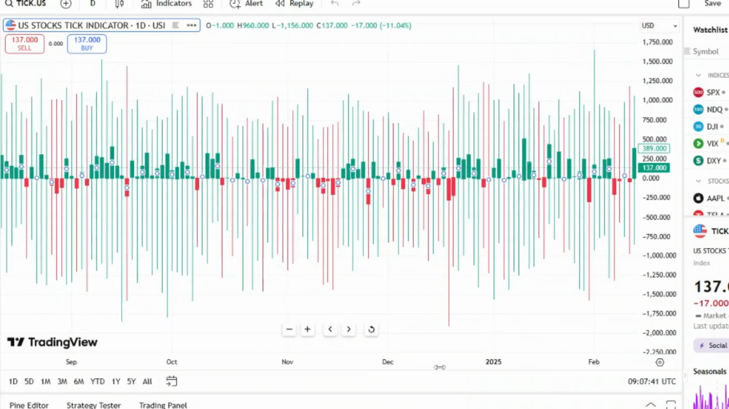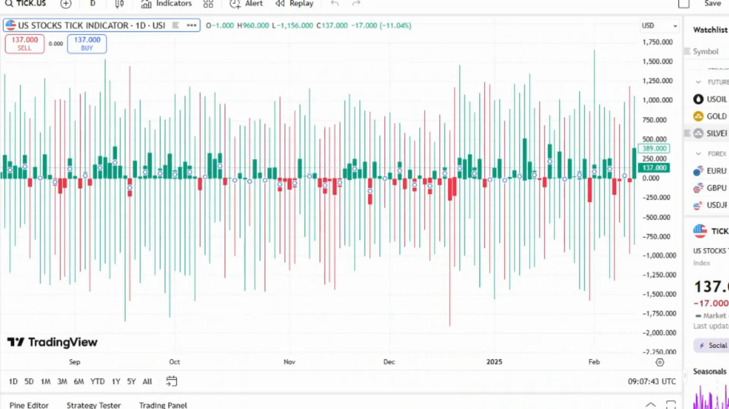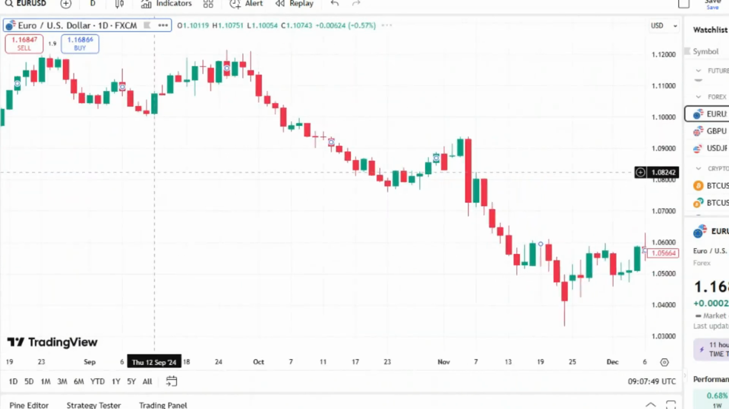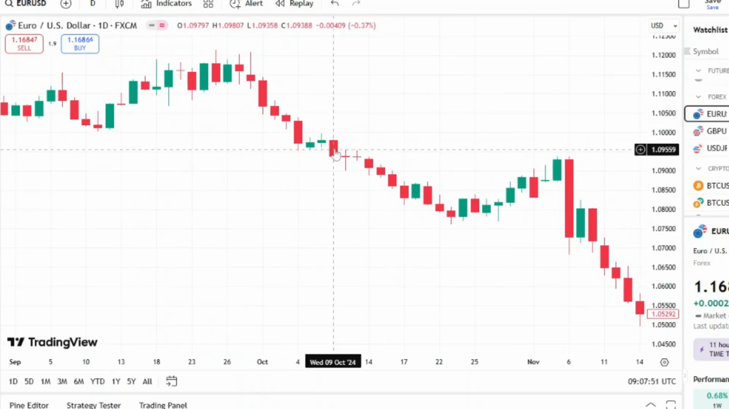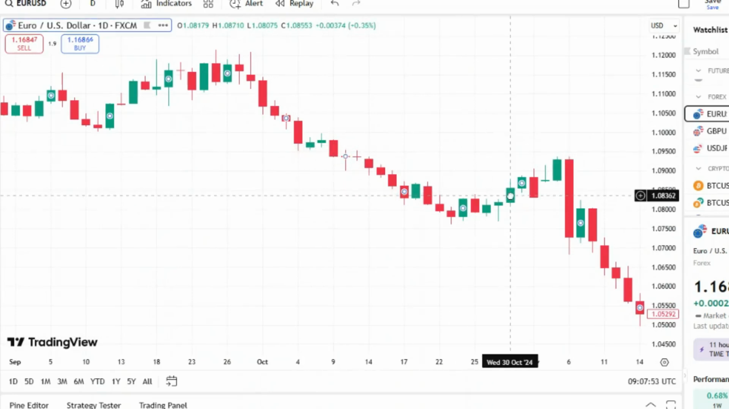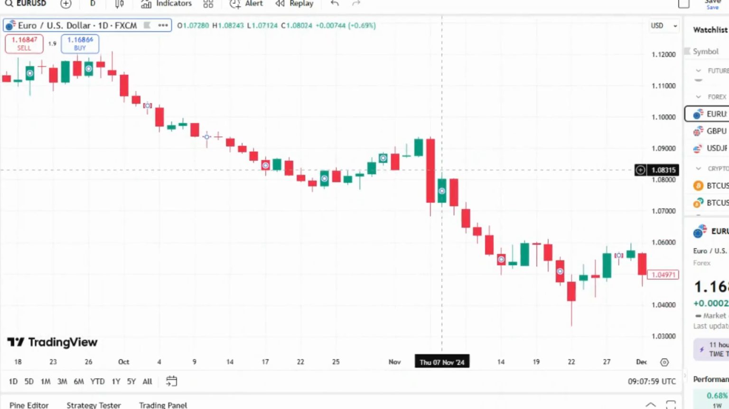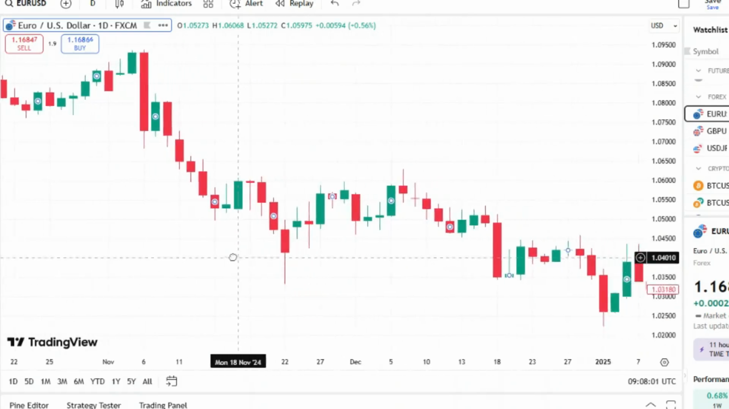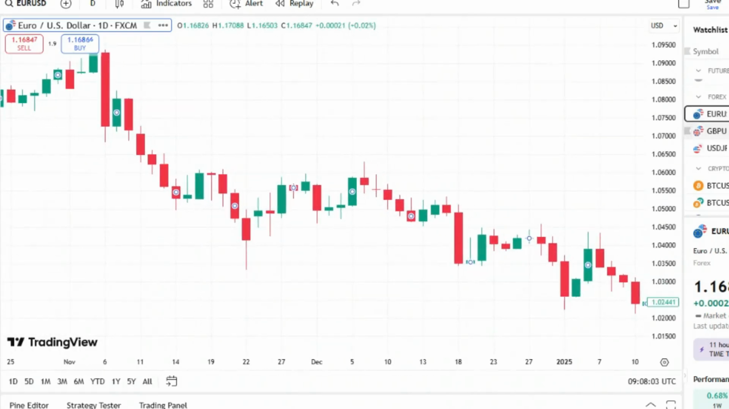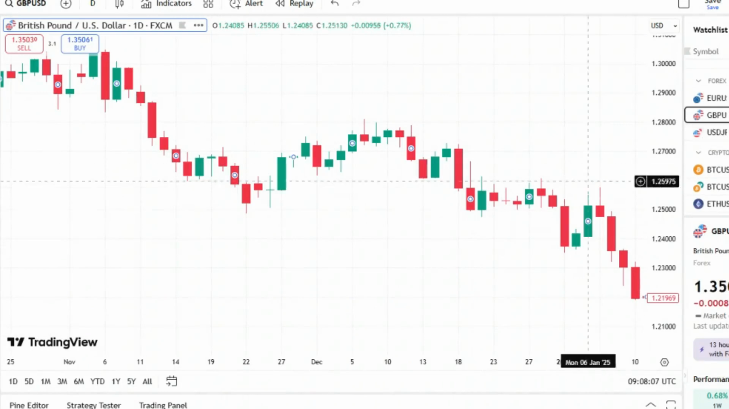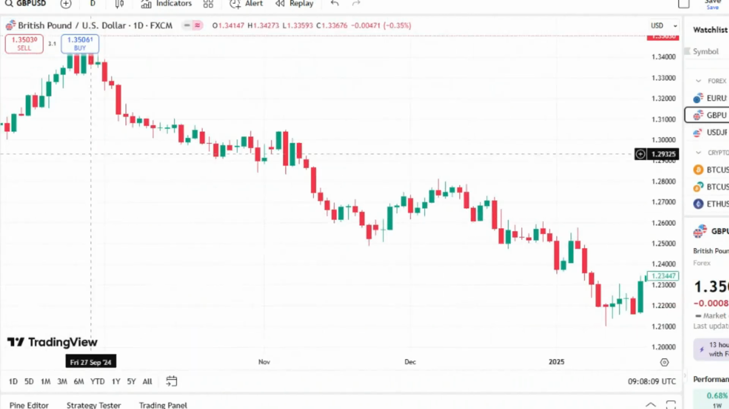Practical chart examples. Let's put this into practice with some chart examples. Suppose we're looking at the EUR/USD daily chart. The 50 EMA has just crossed above the 200 EMA, signaling a potential long-term uptrend. At the same time, the MACD histogram has turned positive, showing bullish momentum.